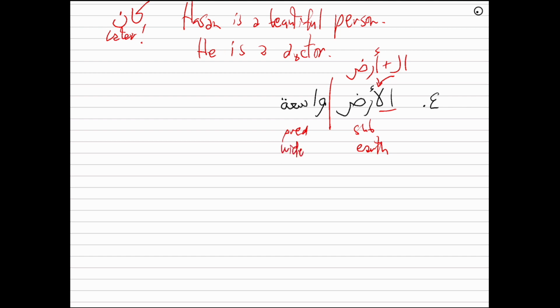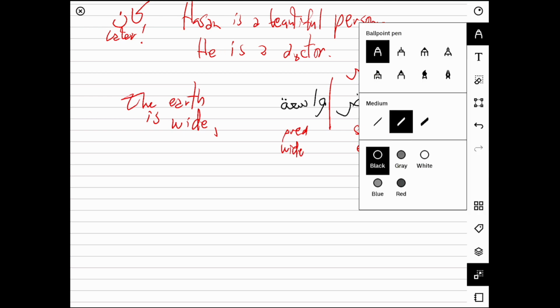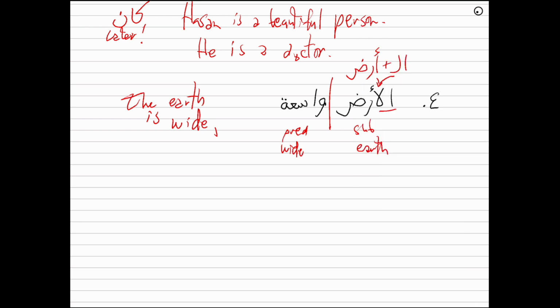So what is this? How can you translate this in Arabic? So we can say the earth is wide. The earth is vast. The earth is huge. Right? That is that. All right, next one. Next one is the last one.